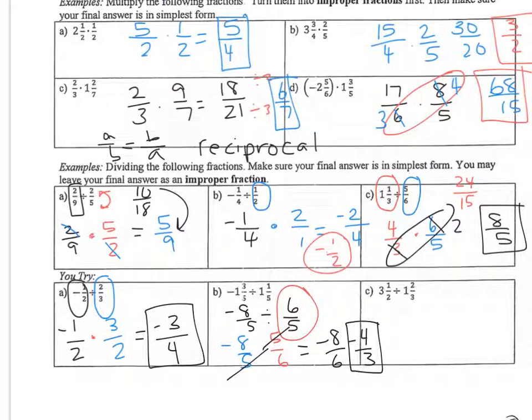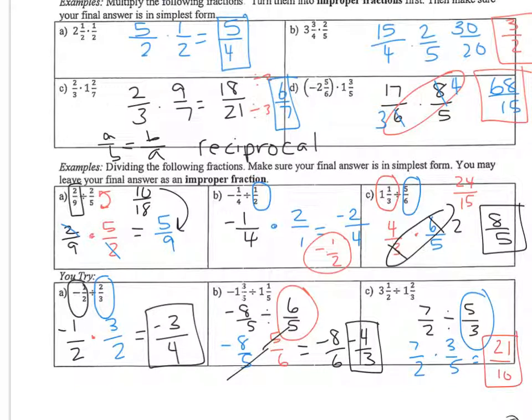And then letter C, change them both to improper fractions. So it's 7/2 divided by 1 times 3 is 3 plus 2 is 5/3. Now I'm going to change it to a multiplication problem. 7/2 times the reciprocal of 5/3, which is 3/5. Okay, I don't see anything that can cancel out, because 3 and 2 don't reduce, and 7 and 5 don't reduce. So this is going to be 21/10 is your answer.